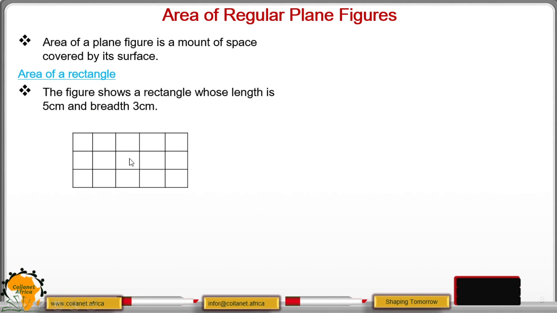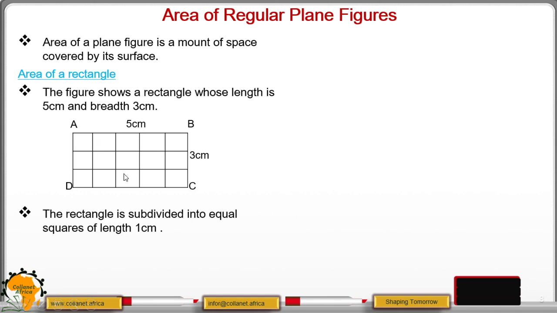Now we have the rectangle as shown here. In this rectangle, it is A, B, C, and D. The breadth is 3 centimeters and the length is 5 centimeters. We want to get now the area of this figure.